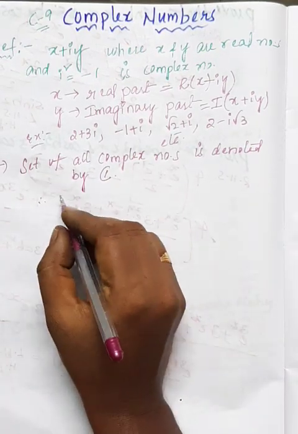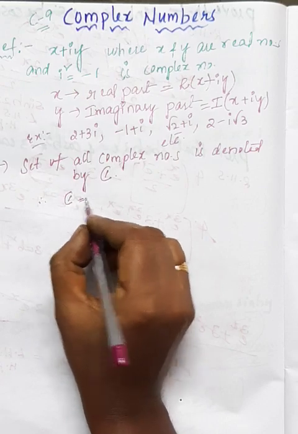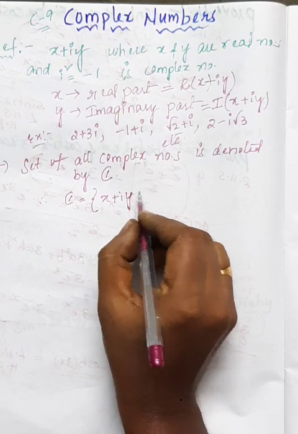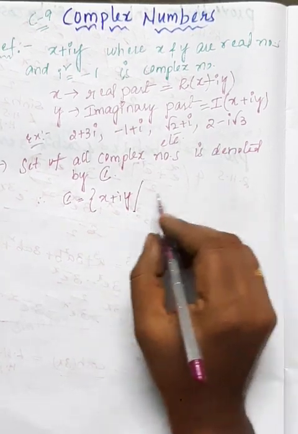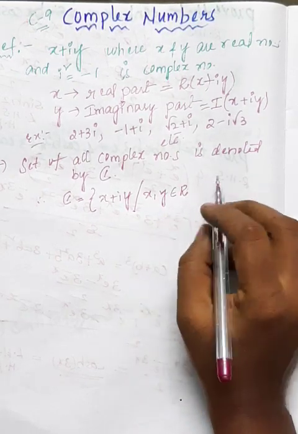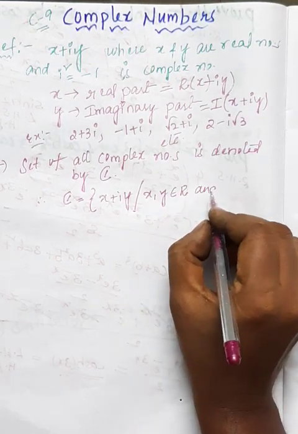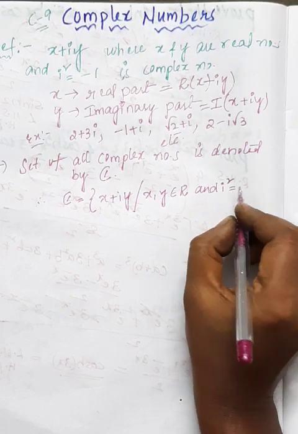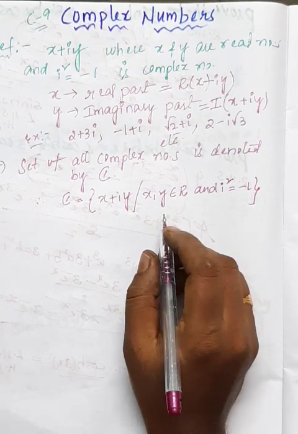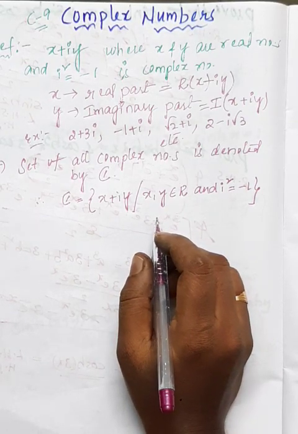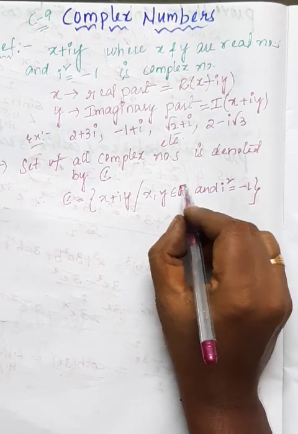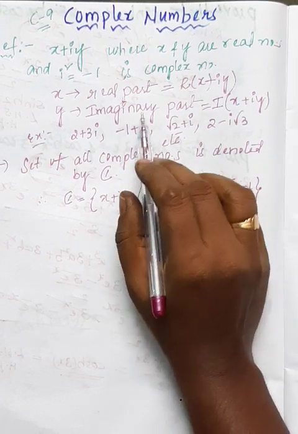Therefore, the set builder form of complex numbers is: the set of x plus iy such that x, y belong to real numbers and i square is equal to minus 1. So this is known as the set builder form of the complex numbers set. Here R is said to be real numbers. This R and this R are different. This is real numbers, this is real part.